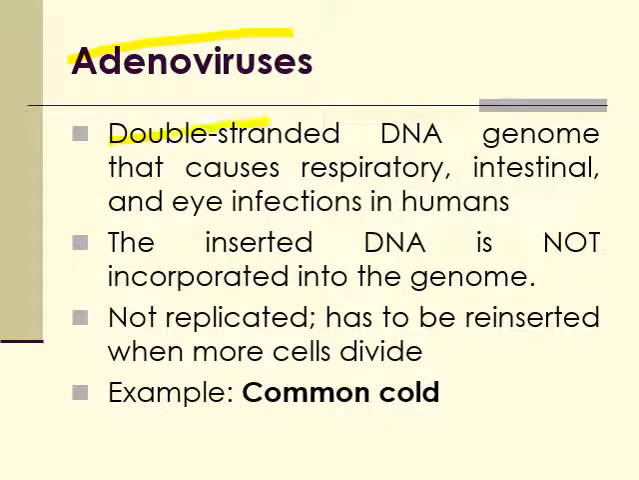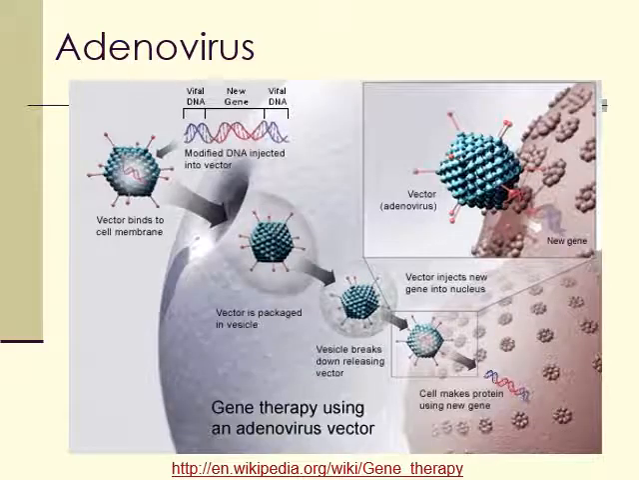Adenoviruses are double-stranded DNA viruses that cause respiratory, intestinal, and eye infections in humans. The inserted DNA is not incorporated into the genome and not replicated, so it has to be reinserted when cells divide. An example of an adenovirus is the one that causes the common cold.